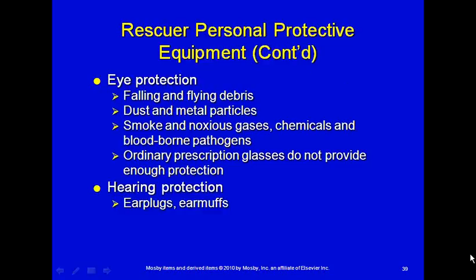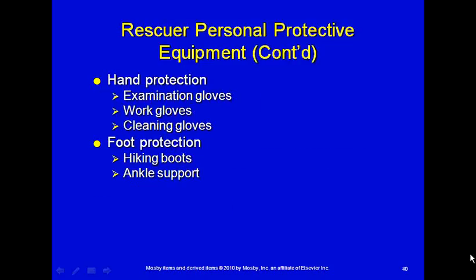Hearing protection would be having earplugs and earmuffs available to you for really loud rescue situations. Hand protection: your inside exam gloves and then your outside work gloves, and you may have gloves specifically designed just for cleaning. Foot protection: boots with high ankle support. EMS is no place for sandals, soft-toed shoes, open-toed shoes, any of those things. It's just not a place for it.